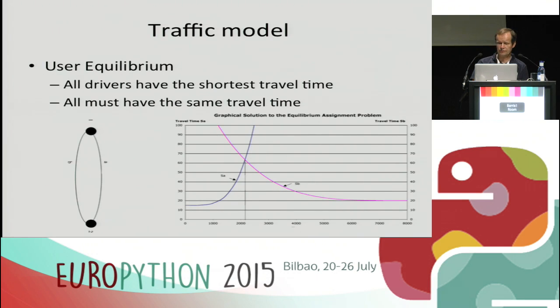And we can use this idea if we have two routes between our origin and destination, and we want to assign traffic to these two routes in such a way that the travel time is the same on these two routes. We can find the equilibrium point where these two congestion curves cross. That's the basic idea. The user equilibrium is the assignment where everyone has the same travel time, because if we all have the same travel time, we can't get a better travel time by choosing another route.